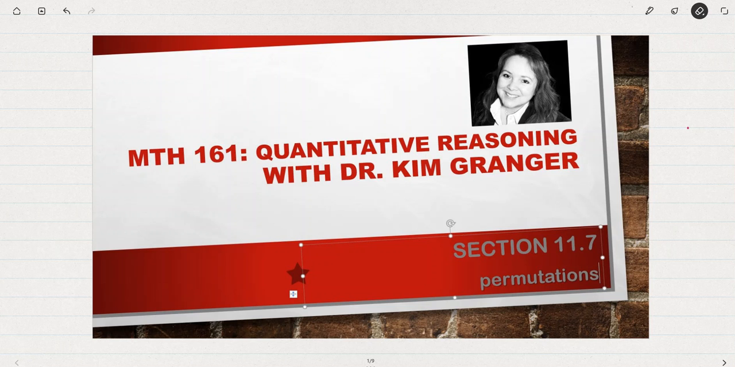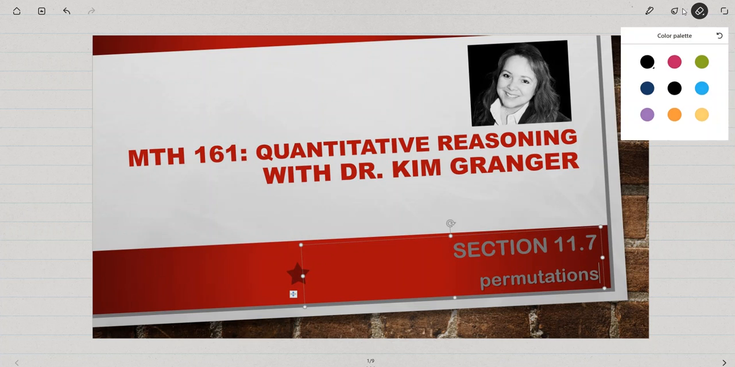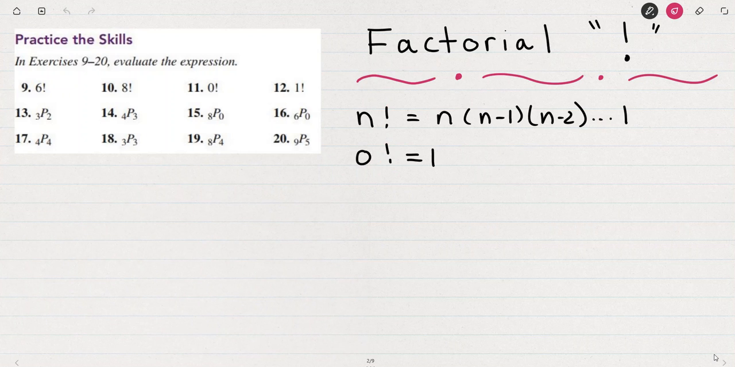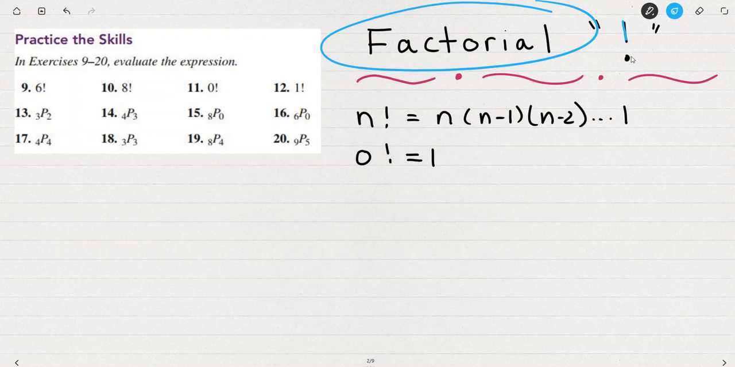In this section, we will be looking at the concept of permutations. A permutation is an ordered arrangement of items. In order to calculate a permutation, you do need to become familiar with a new operation. It's called a factorial, and a factorial has the symbol exclamation point. So when you see an exclamation point in mathematics, it's referring to this new operation.